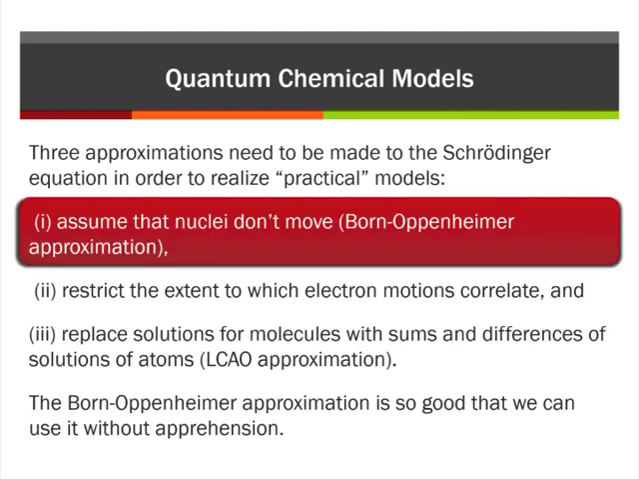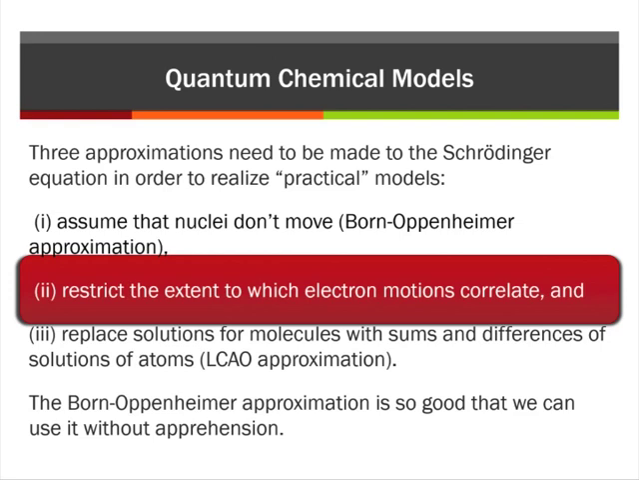The first one is called the Born-Oppenheimer approximation, and it's so good that we can ignore it. It says that nuclei move much more slowly than electrons, and so from the perspective of actually doing a calculation, we can assume that the nuclei are stationary. That's a necessary simplification. It doesn't really help solve the problem in a sense.